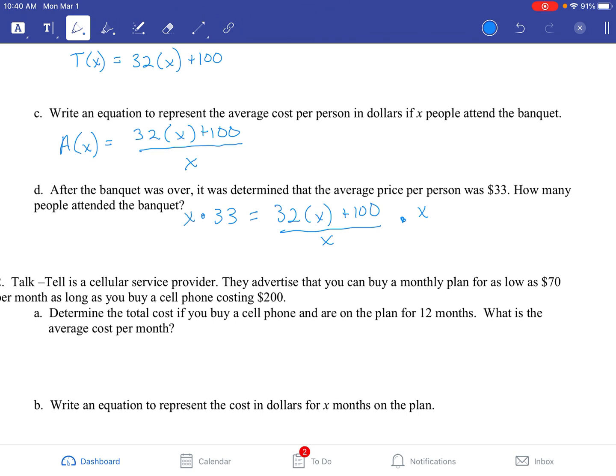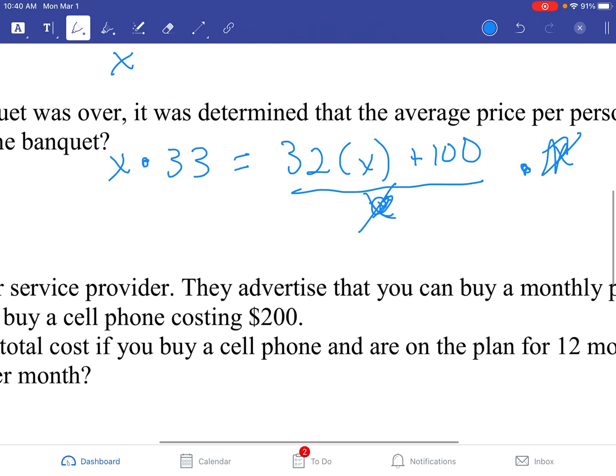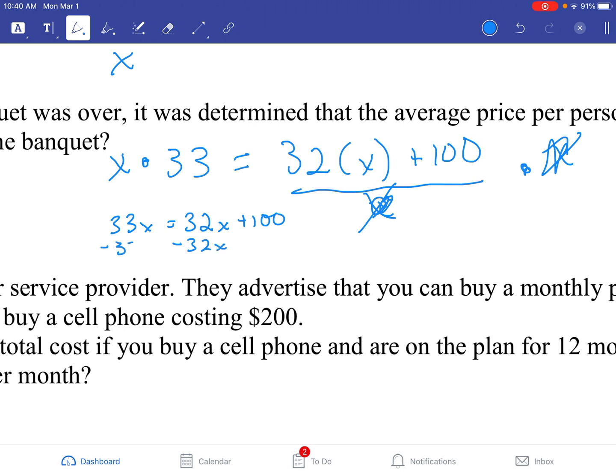All right, what will happen to the right side of our equation is the two X's will go away. Just disappear. We will have an equation that reads: 33x equals 32x plus 100. Now we subtract 32x from both sides, and we'll get x is equal to 100.